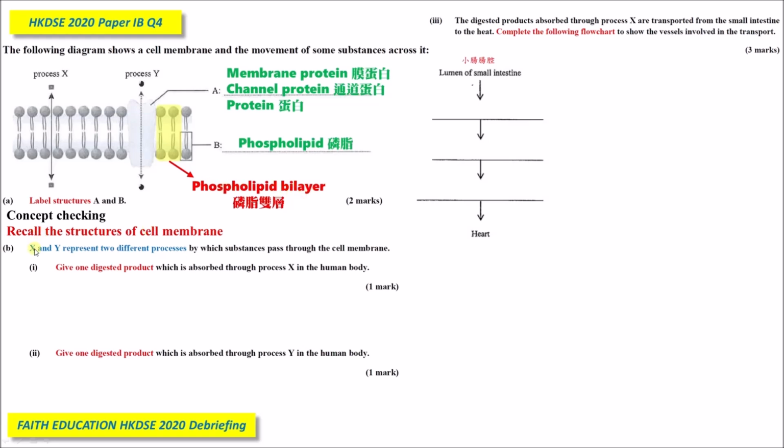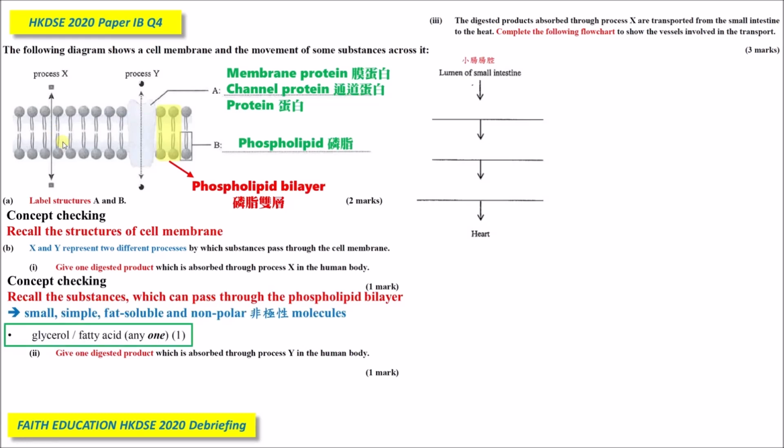And for part B, X and Y represent two different processes by which substances pass through the cell membrane. So for part 1, give one digested product which is absorbed through process X in the human body. So we need to recall a substance which can pass through the phospholipid bilayer, that we do not need the channel protein or carrier protein. So it should be something small, simple, fat-soluble, and non-polar. So it should be glycerol and fatty acids, which are the digested products of fat.